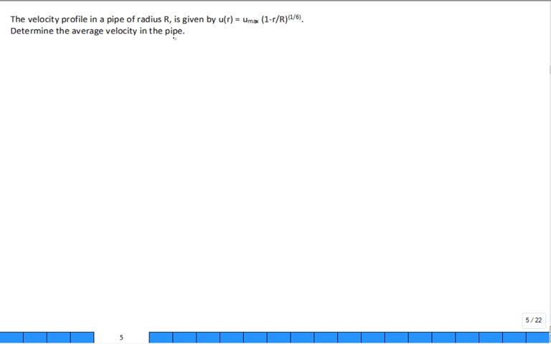What happens if the velocity profile is given by this equation? We'll take a look at it. It's not quadratic, is it? u as a function of r is equal to u max times 1 minus lowercase r over cap R, all of that to the 1/6 power. That's not a quadratic equation.